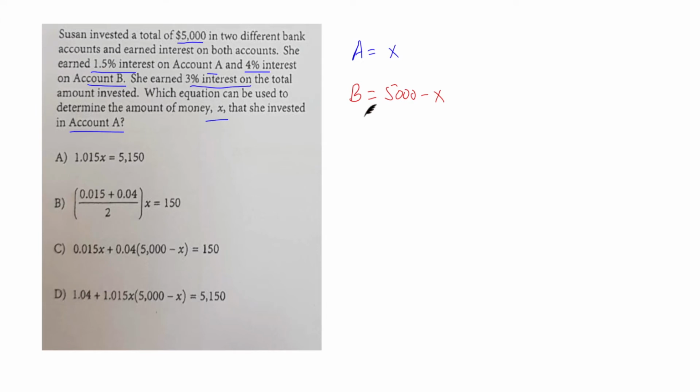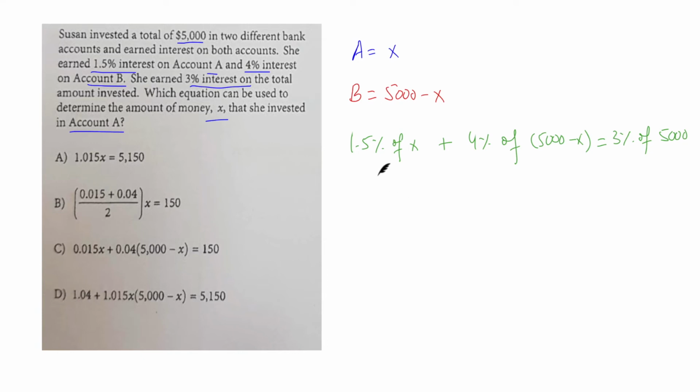How much interest is she earning on bank account A? That is 1.5%. So 1.5% of X plus 4% of this value, which is 5,000 minus X, should give us the total interest, which is 3% of the total value, 3% of 5,000. This is the equation that you need to solve.